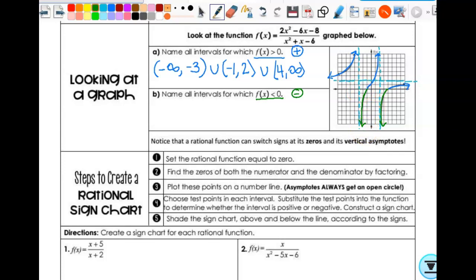What are we talking about? When we're talking about positive and negative, are we talking about the y's being positive or negative, or the x's being positive or negative? Y's, right? So we're talking about y. What do we write about? X. So when does this start becoming negative?